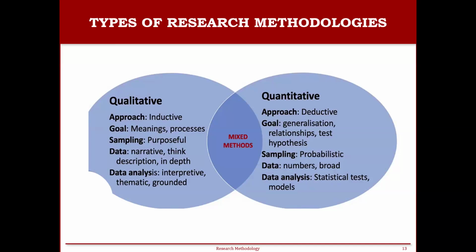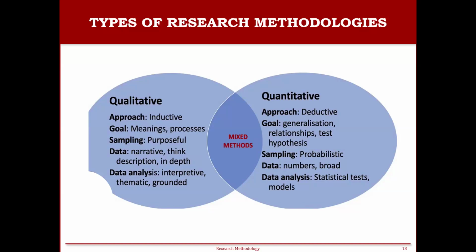In the qualitative one, we usually don't use any numerical data or numerical analysis. We use numbers just to categorize our data, and it is a very descriptive analysis, right? A narrative analysis, more descriptions are there, in-depth analysis is there. Usually thematic, interpretive, and some grounded analysis is done when it comes to the qualitative one.